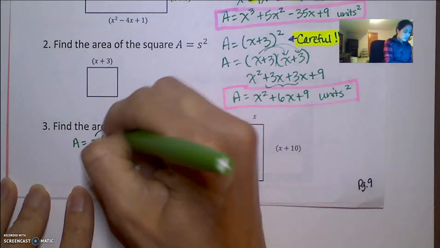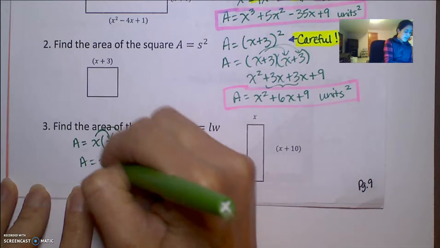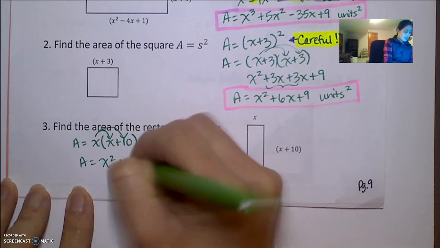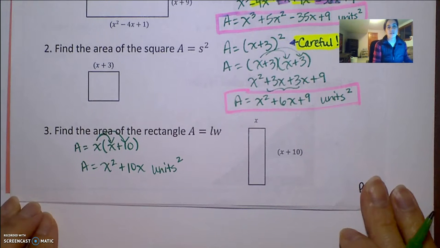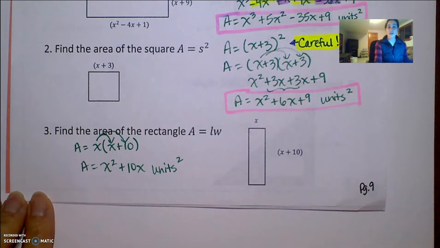So when you distribute, your final answer will be x squared plus 10x units squared, and you have just done finding the area of rectangles and squares using polynomials. All right, we're going to try some more area problems in the next video.